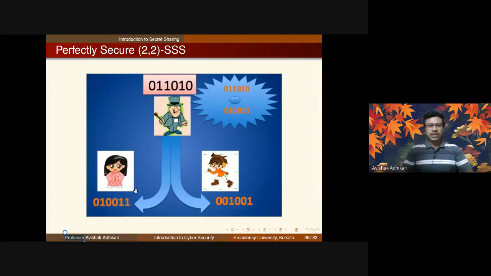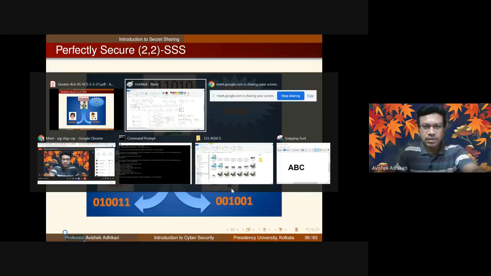So you can understand that if both of them join, they will get back the secret, but from one share they will have no extra privilege over an outsider who does not even have any share. So any question till now? Okay, so I hope you understood it.